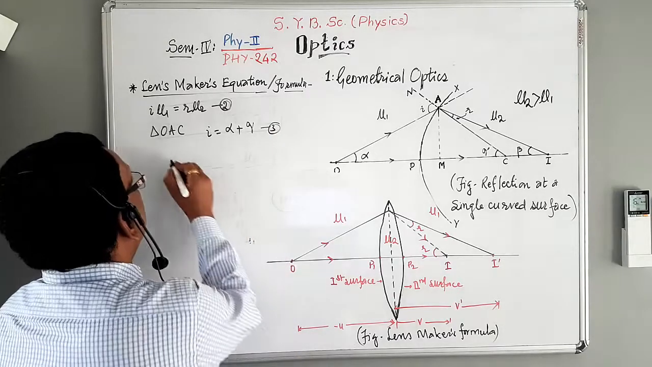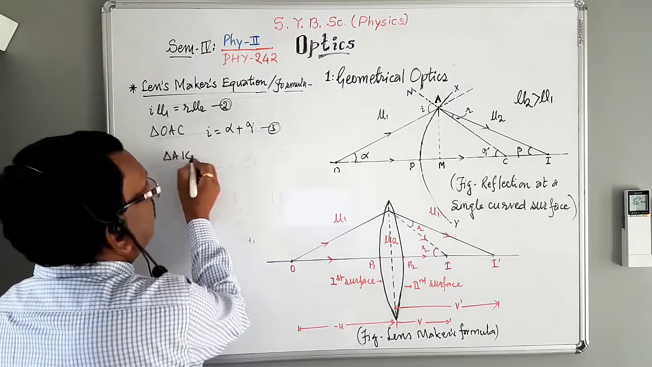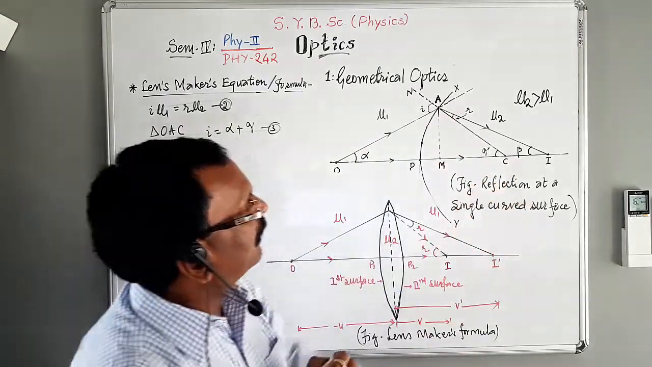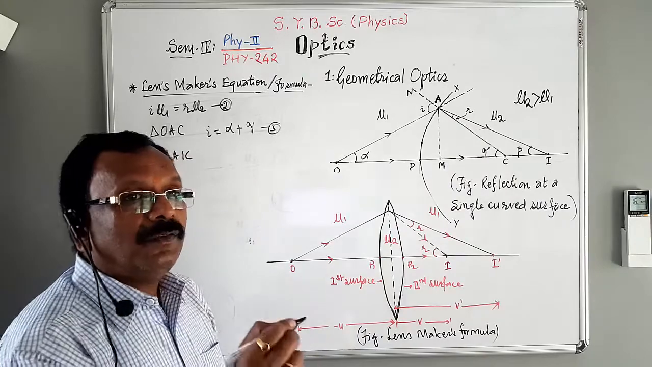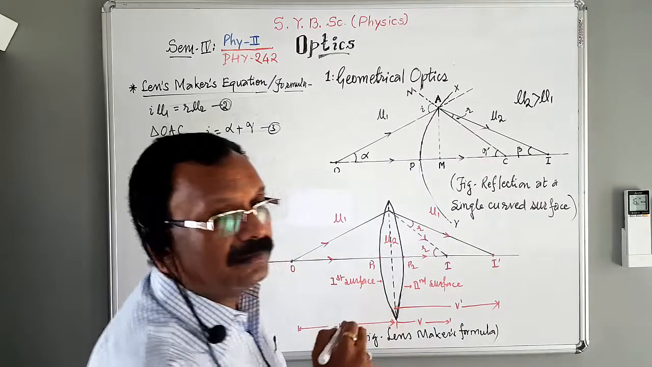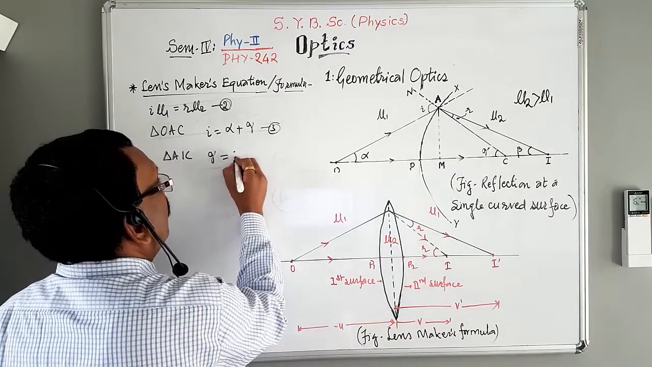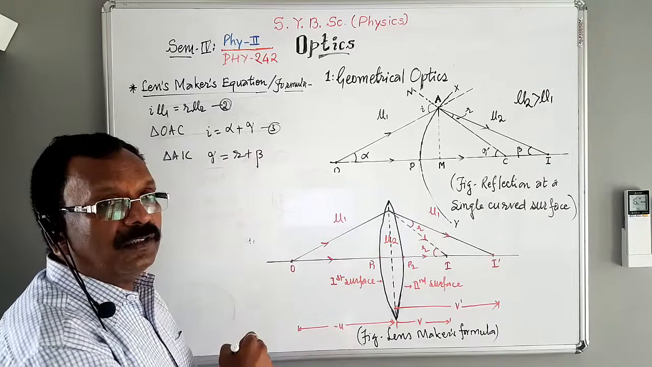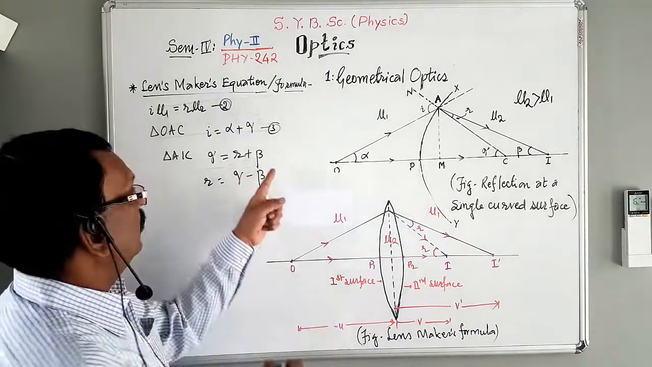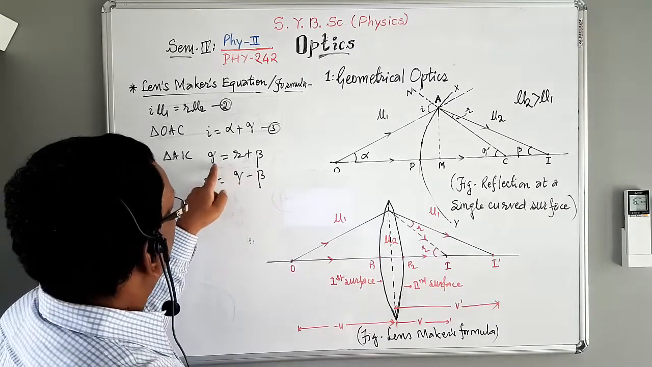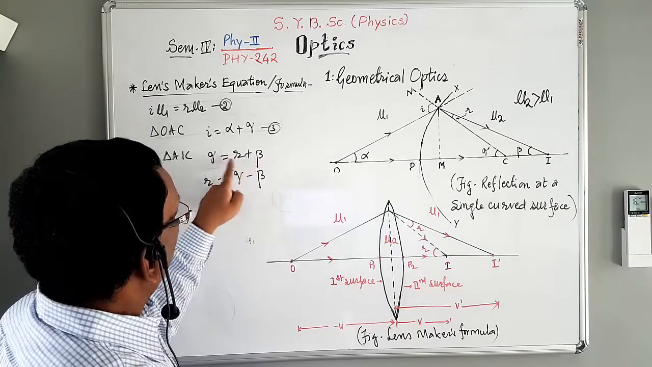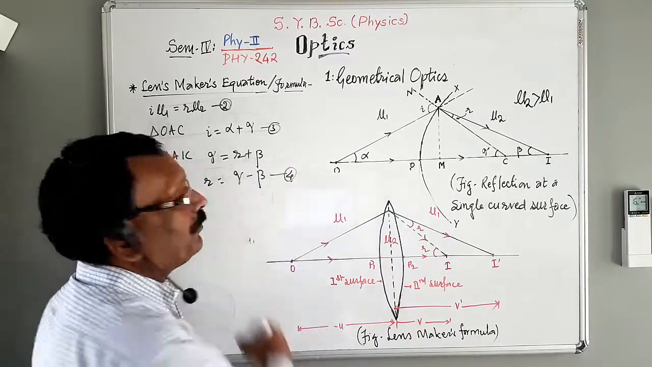Also, triangle AIC gives us gamma, this angle is equal to this angle plus this angle, that is R plus beta, or R is equal to gamma minus beta. We simply make the rearrangement as gamma is equal to R plus beta, then R is equal to gamma minus beta. Suppose this is equation 4.